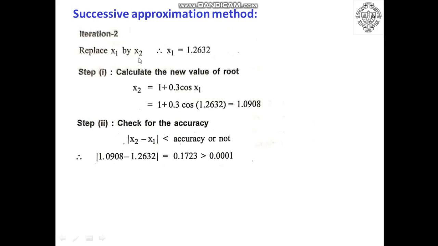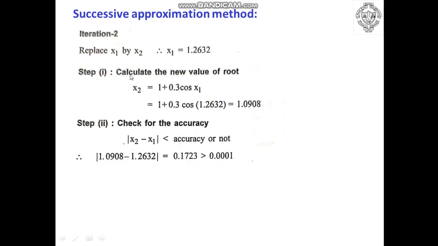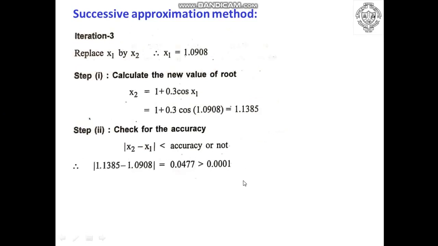So now replace your x1 with x2. So your x1 becomes 1.2632, which was x2 in the previous iteration. So to calculate the new value of root, I will consider x2 is equal to 1 plus 0.3 cos 1.2632. So answer is 1.0908. So now again I will check the accuracy criteria. I will check the absolute subtraction between the values of 1.0908 and 1.2632. It is 0.1723, which is also greater than the desired accuracy. So I'll go for next iteration.